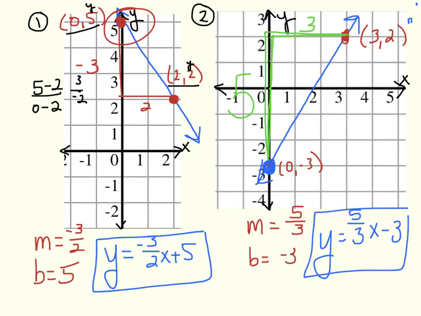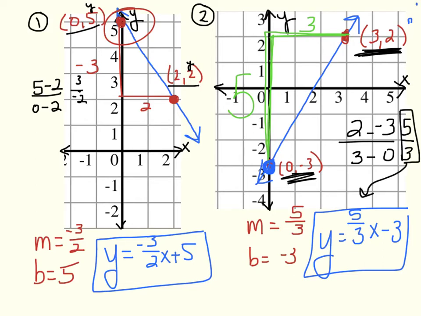Now once again, if you wanted to, you could have taken these two points here, 3, 2 and 0, -3, subtracted your y's, subtracted your x's, and 2 minus -3 is 5, 3 minus 0 is 3, so that also gives you the same slope. So once again, you can count using what I did here in green, or you can use the formula and find slope that way.